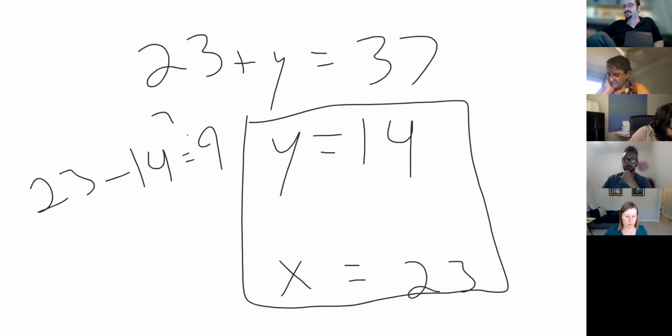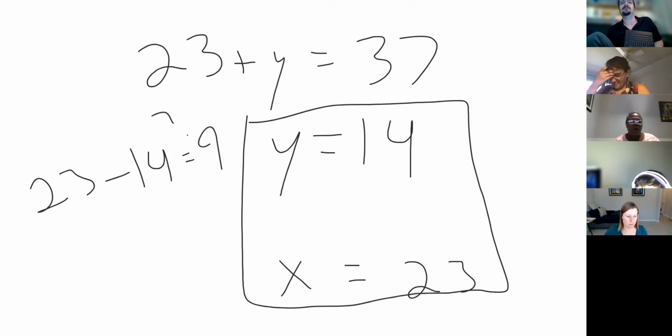All right, that was what, 77? Sorry, so were we checking if we did the correct equation? I would put the 14 in there with 23 plus y and it'd be 37. So if it's 37 and then if it's 9, then we got the correct answer. Yes, if you're able to plug your solutions back into your equations and they give you true statements, that means it's the correct solution.